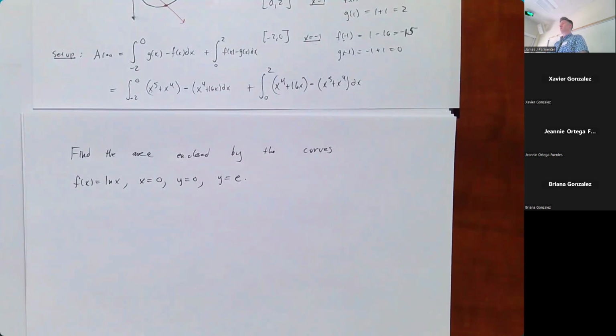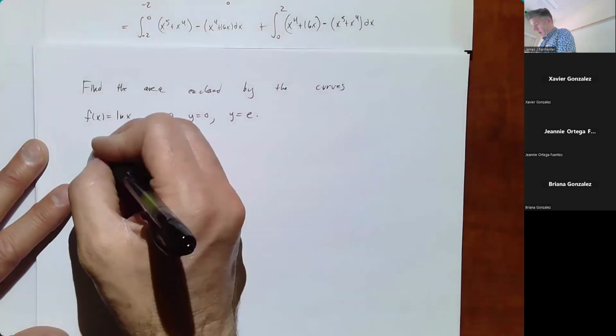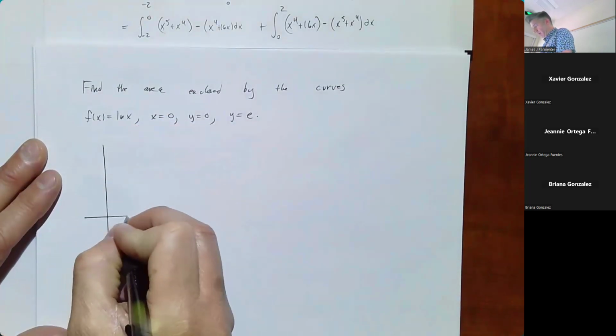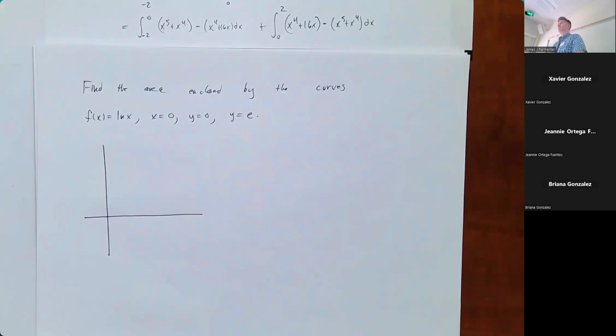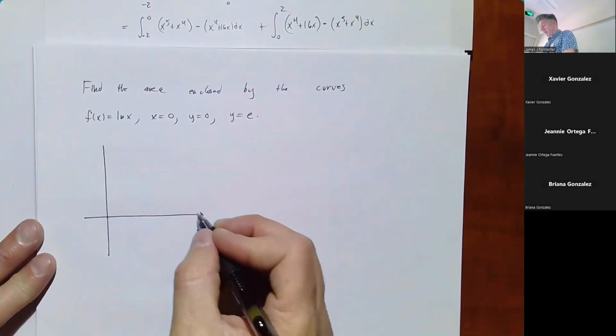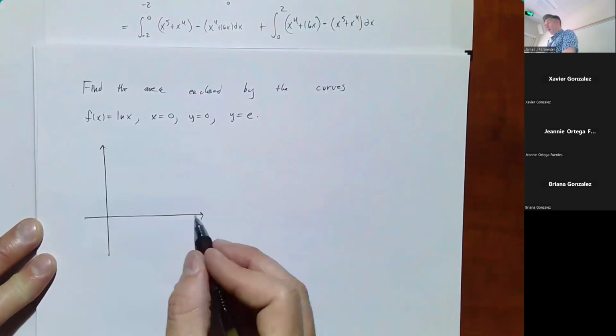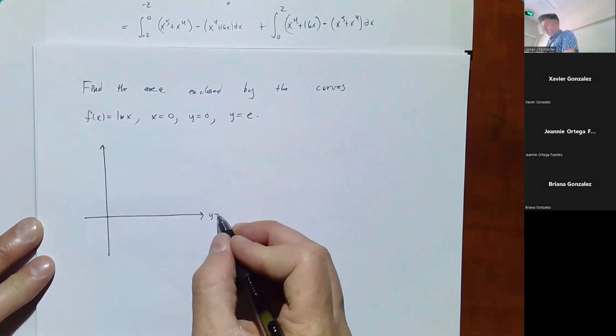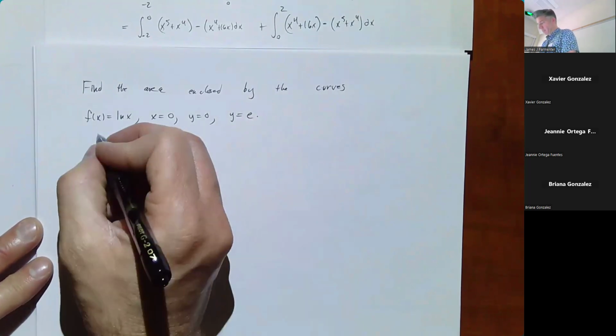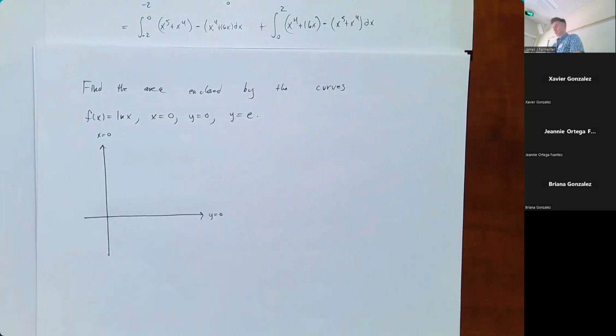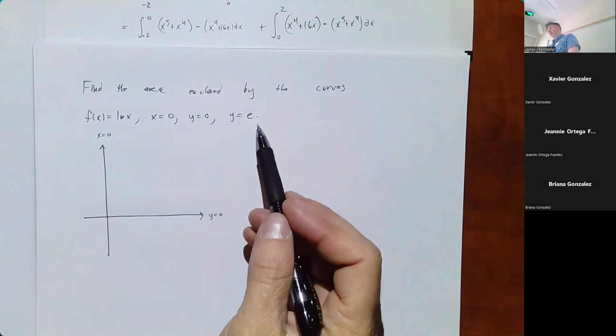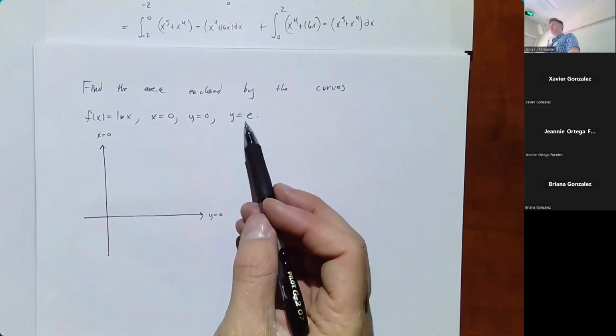Okay, I got 4 things I have to draw. All 4 of them are things we should be able to draw without too much trouble. I will point out that 2 of them I just drew. My x-axis is y equals 0. My y-axis is the line x equals 0.